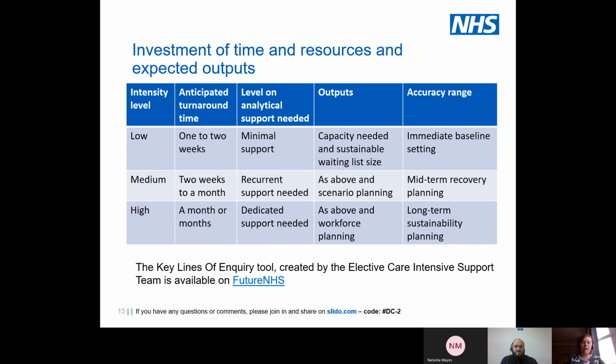So this table is just about trying to summarize the different levels that you can do things at. We've got our low intensity level, which is you might be able to do it in 1 or 2 weeks. And it could probably be quite operationally driven, like you'd need some data and analytics support, but probably not very intensive. And that would hopefully give you something around the capacity needed and a sustainable waiting list size. And it might help inform very immediate baseline settings so you have a sense of what the here and now is. And I think that can be very valuable for a whole range of reasons.